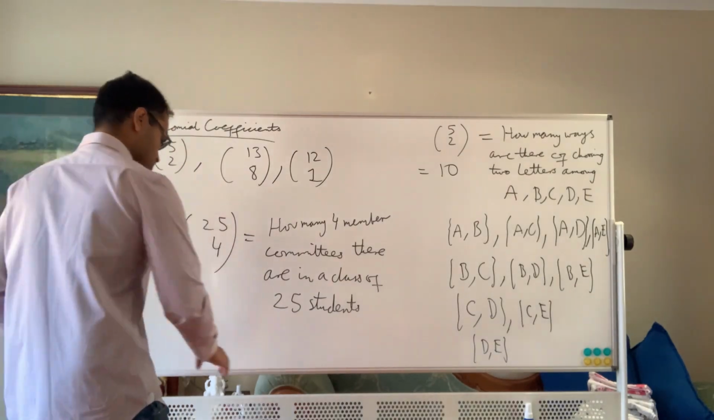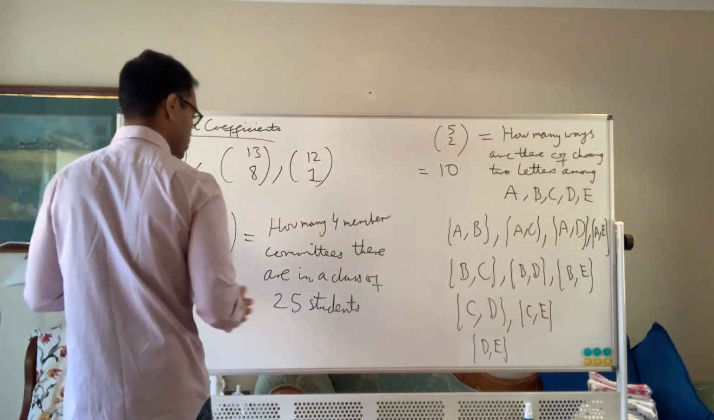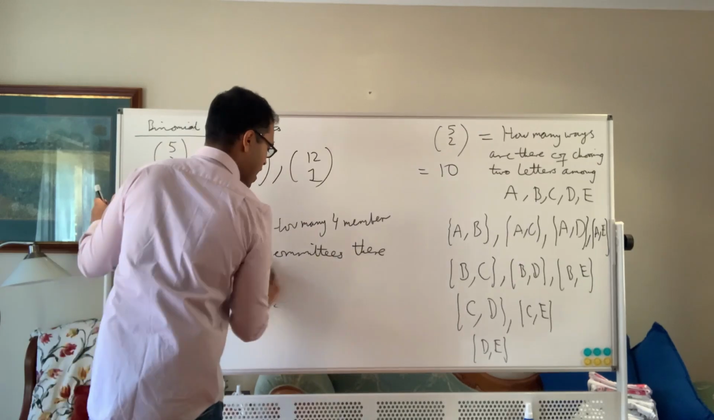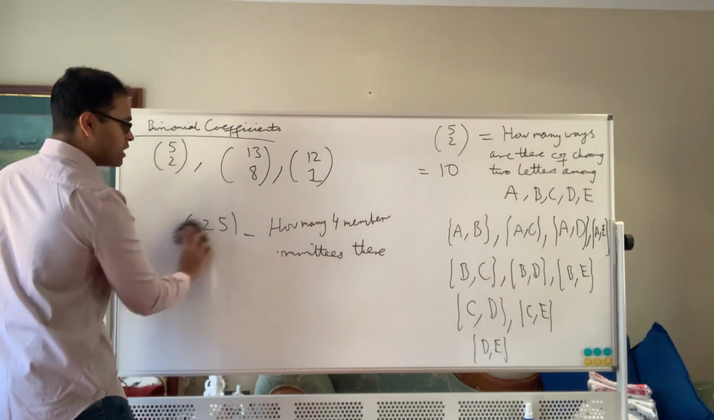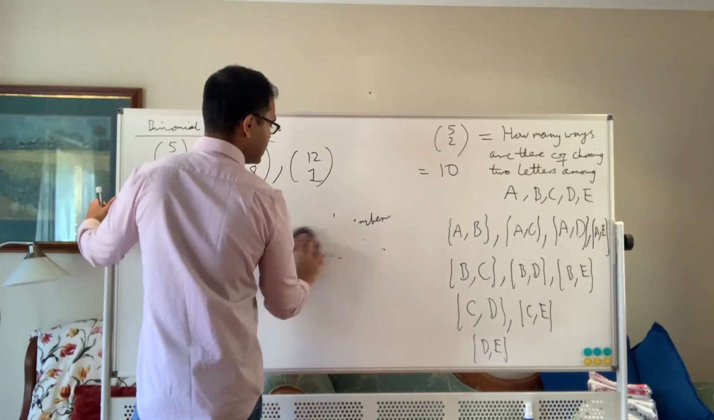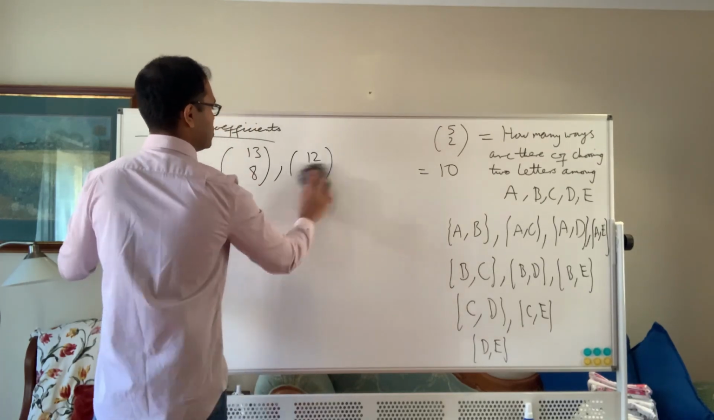So let's just dive right into that and try to understand how to actually find a formula for these that we can apply readily without actually enumerating all the choices.